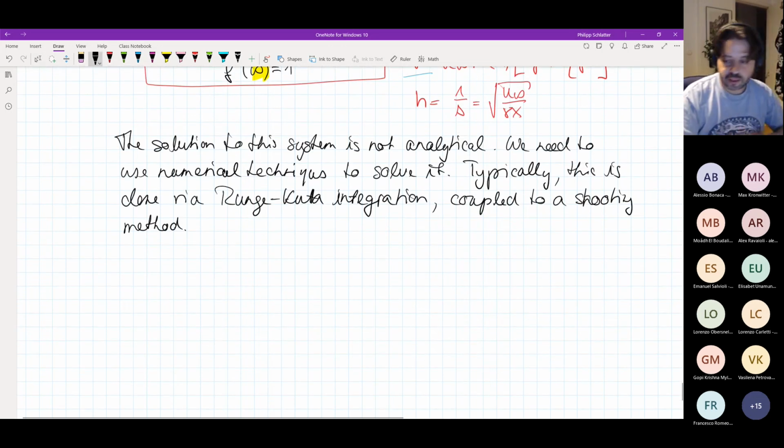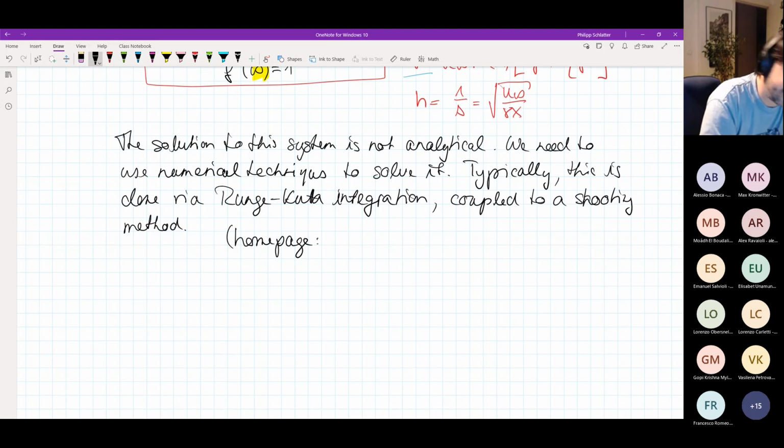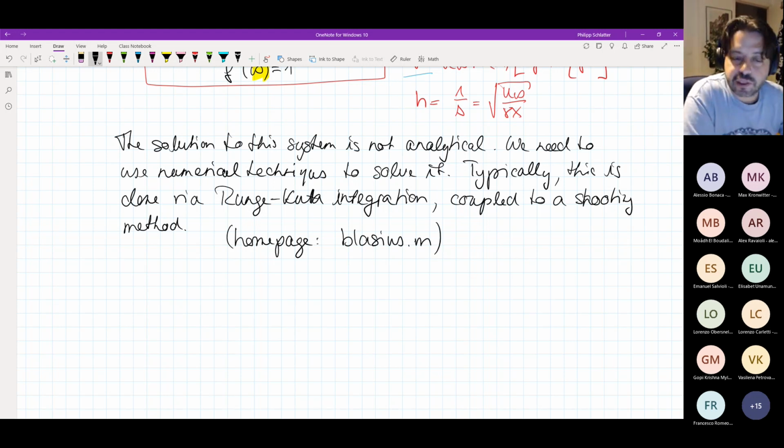Today we'll not have time to go through that, but on the home page of this course, I'll provide a MATLAB file called blasius.m, which solves this equation. You can of course go in and look at how this is done. It's all done using MATLAB functions, so it's quite easy to understand.